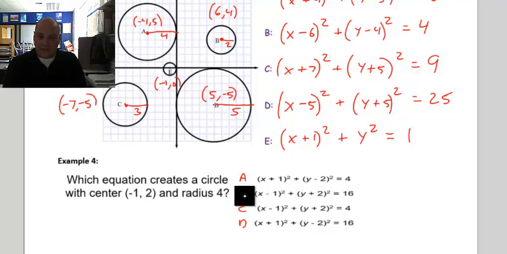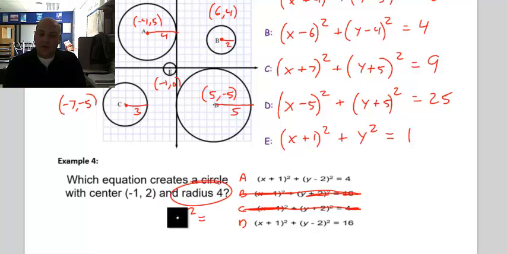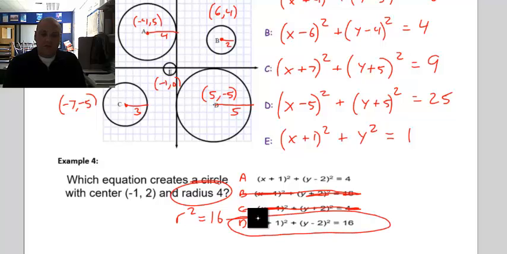So it can't be this guy, and it can't be this one. It's got to be the one that has a positive 1 and then a minus 2. X plus 1, y minus 2. And then since the radius is 4, r squared is going to be 16. So that's going to be choice D. So there's the one with a center of negative 1, 2, and a radius of 4.